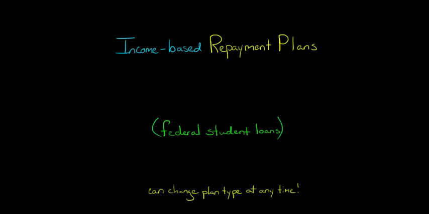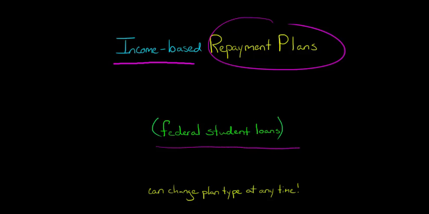In this video, we're going to discuss income-based repayment plans for federal student loans. So let's say that you just graduated college and you get a job making $2,000 a month, and after living expenses of $1,600 for the month, you have $400 left over. And you say, hey, great, I've got $400, I can pay my student loan.